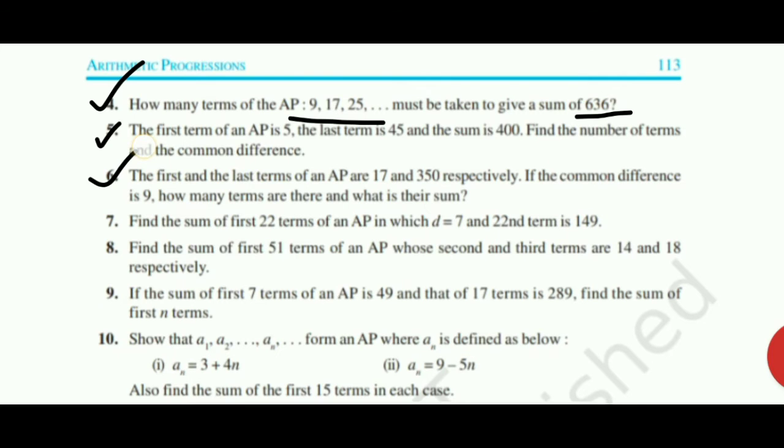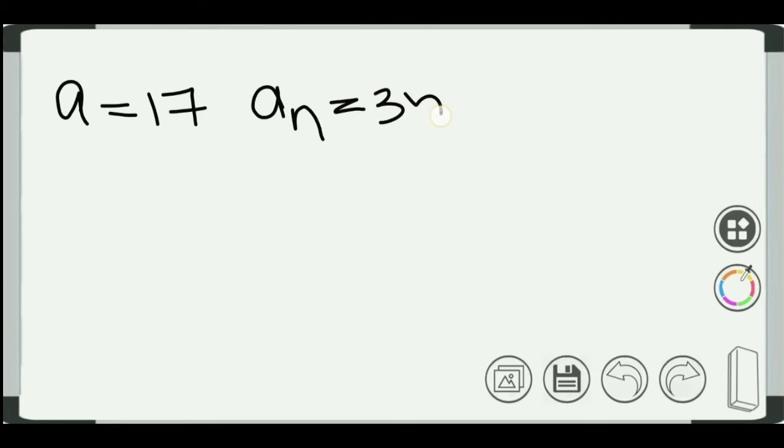Sixth question. The first and the last terms of an AP are 17 and 350 respectively. If the common difference is 9, how many terms are there and what is their sum? So they have given the first and last term of the AP. First term of the AP is given as 17. Last term of the AP, an, is given as 350. What you need to find? How many terms are there, that means n. And also what is the sum? Once you find the n value, you need to find the sum of those n terms.